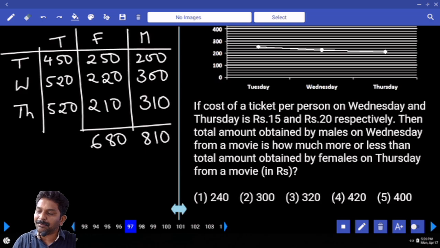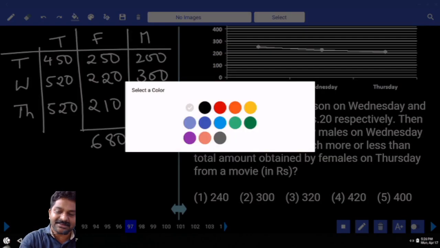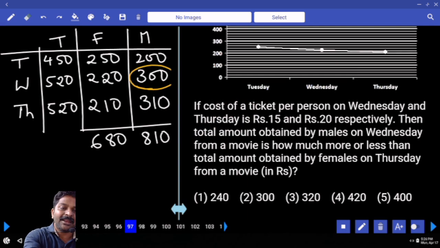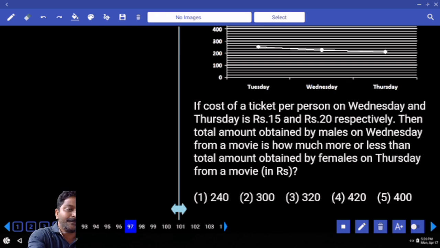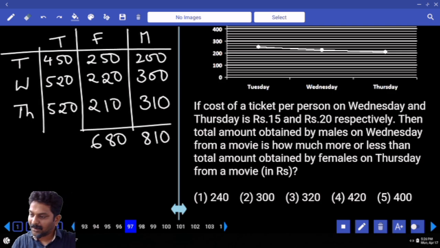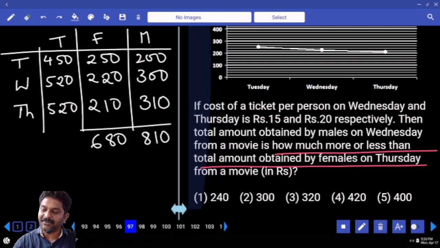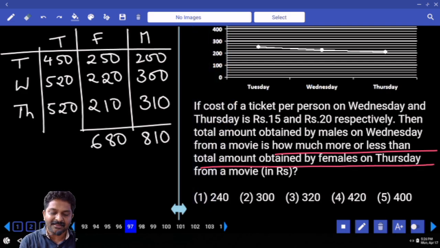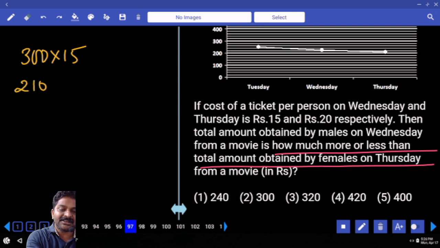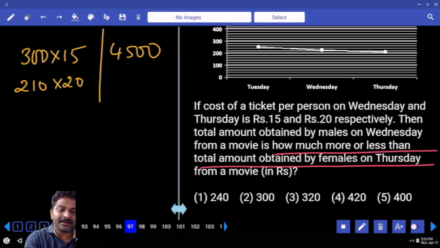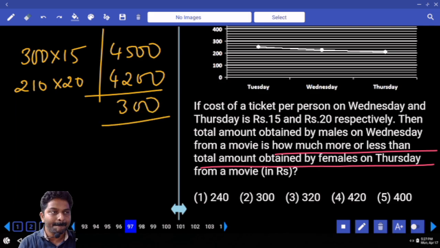Then the total amount obtained by male on Wednesday. How many male are there on Wednesday? 300. And Wednesday how much they are charging? 15. So amount collected is 300 into 15 only. And how much more or less than total amount spent by female on Thursday? Female on Thursday how many are there? 210. Thursday how much we are charging? 20. This is 4,500, 4,200. Difference 300.